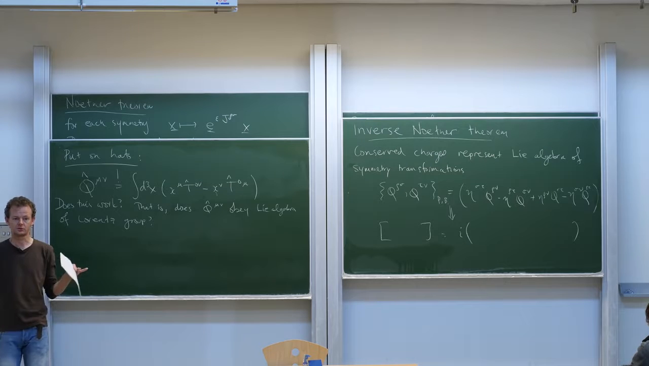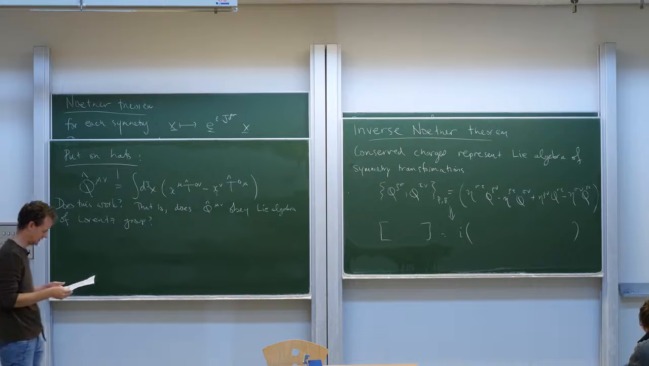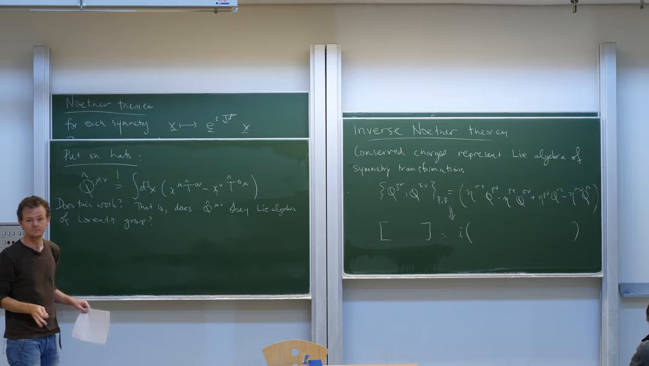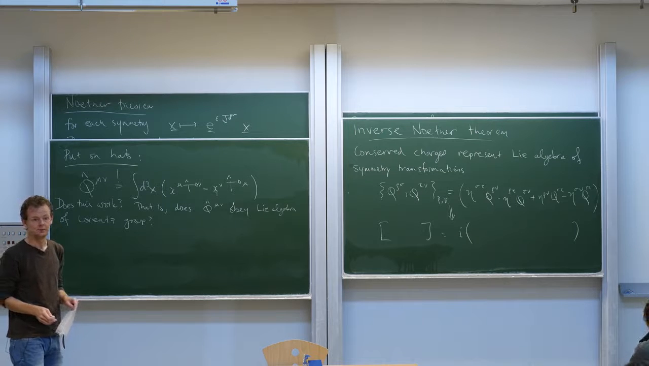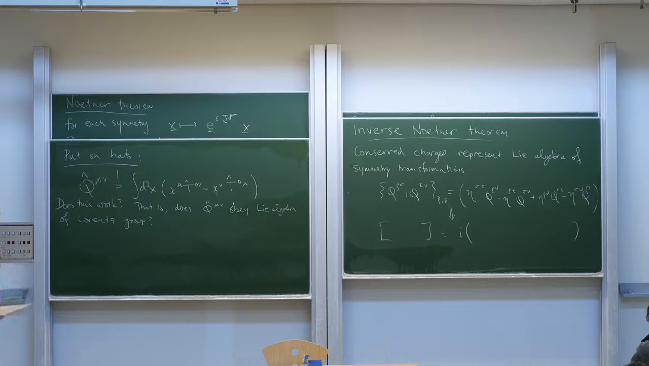This is the crucial final calculation. Does it work? Does it obey the Lie algebra of the Lorentz group? Well, in this particular case, yes, it does. And so we get lucky. It will continue to obey the Lie algebra of the Lorentz group for any free theory that's got some constraints on the spin. As soon as we add interactions, this whole story falls apart.